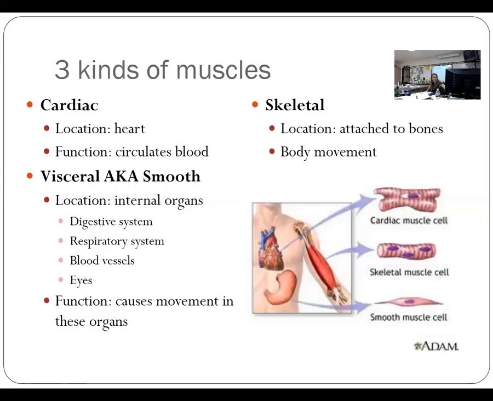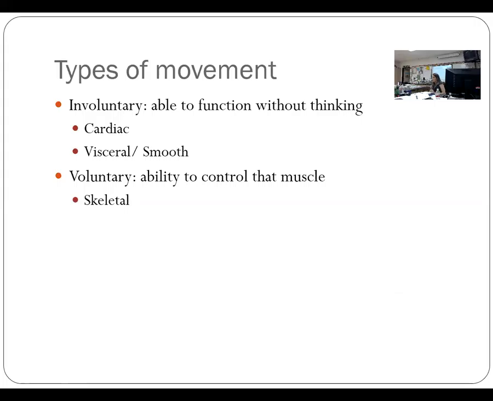Pretty cool. All right, types of movement. So we have involuntary and voluntary movement. Involuntary is like you don't have to think about it. You don't have to think about breathing. You don't have to make your pupils dilate or constrict depending on what light there is. You don't have to tell your stomach, hey, I just ate something, time for you to get moving. You don't have to think about it. Those are all involuntary muscles.